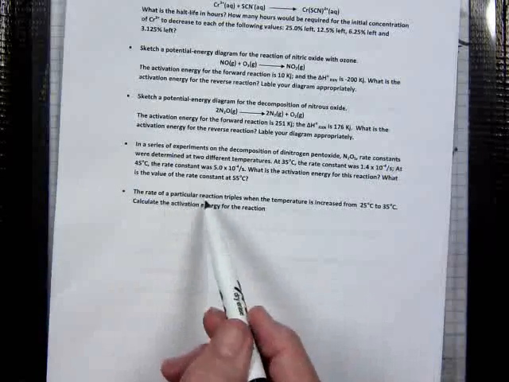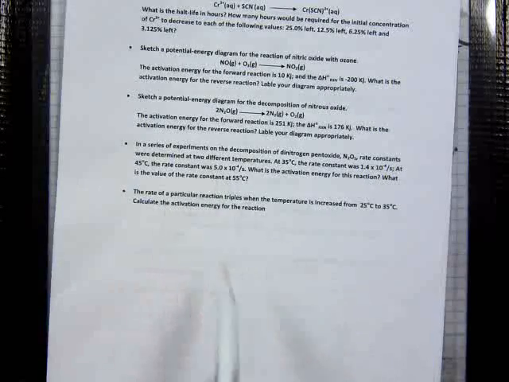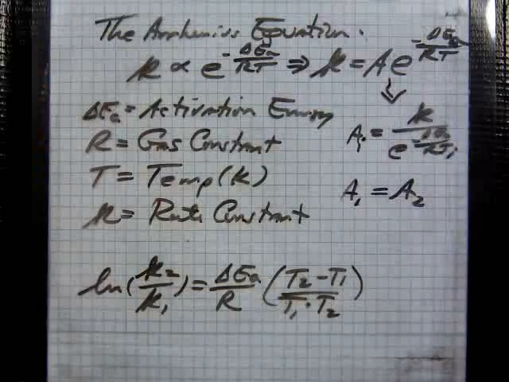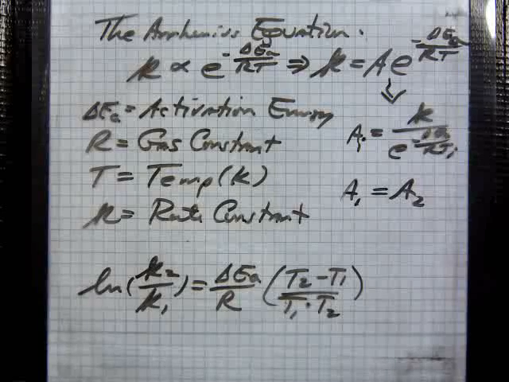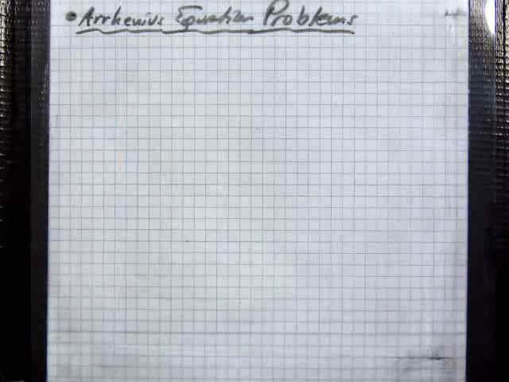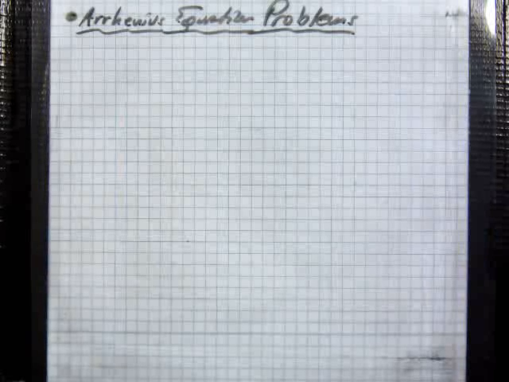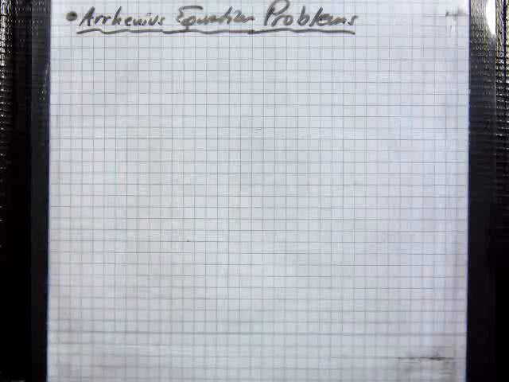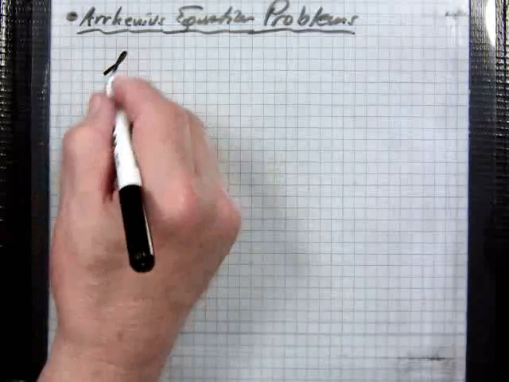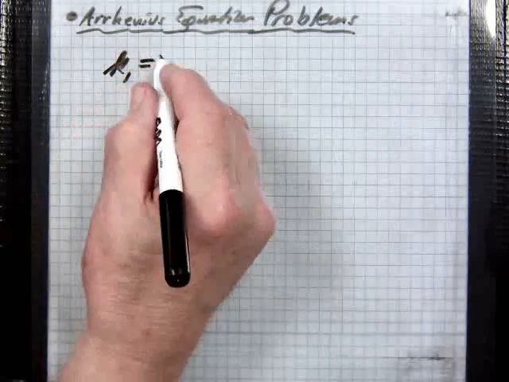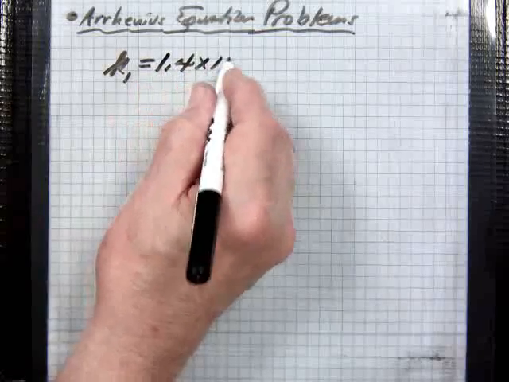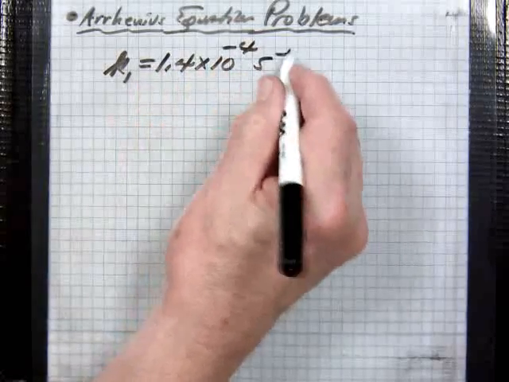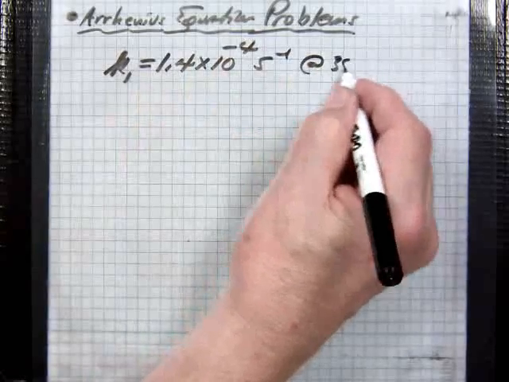We want to look at these last two problems relative to that Arrhenius equation. Now these are kind of plug and chug type problems, work intensive, so get ready. In a series of experiments, the decomposition of dinitrogen pentoxide, the rate constant was determined at two different temperatures. At 35 degrees Celsius, we have, say, K1 equal to 1.4 times 10 to the minus 4 seconds to the minus 1 at 35 degrees C.